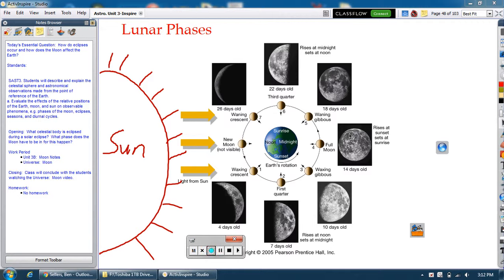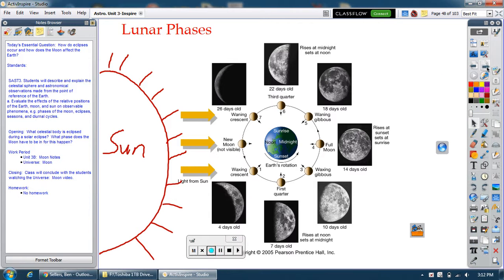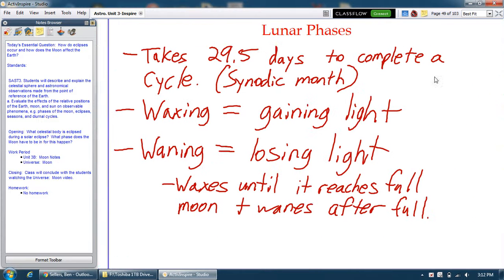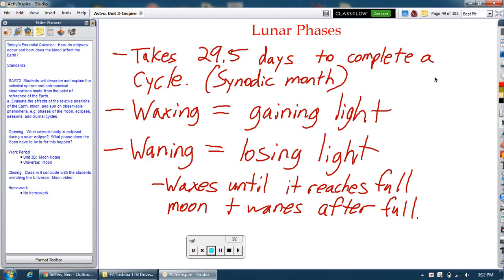Then from full moon, it starts to wane away or to kind of fade away. So waning gibbous is almost full. Then you have the third quarter, which is opposite to the first quarter. And then you have the waning crescent. And then it goes back to the new moon. This is known as the synodic month, and it takes 29.5 days to complete an entire cycle.